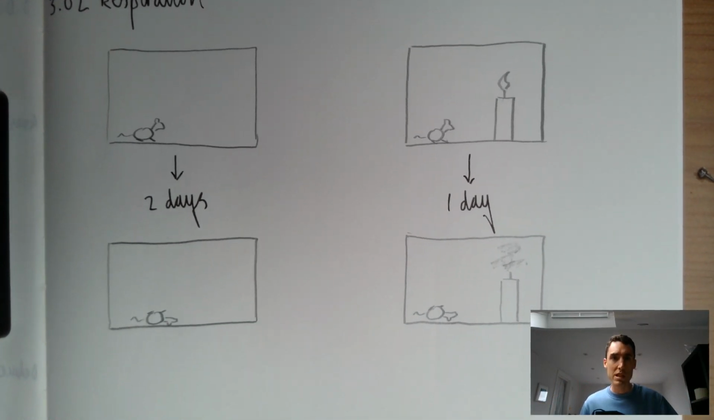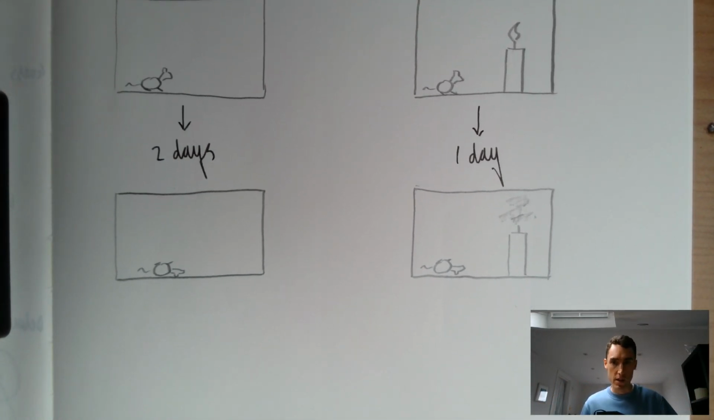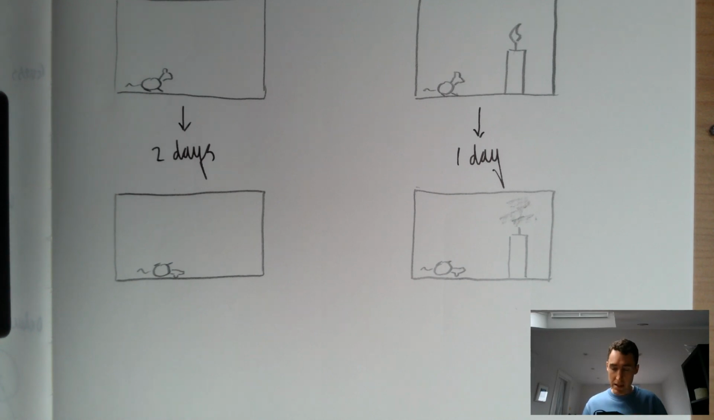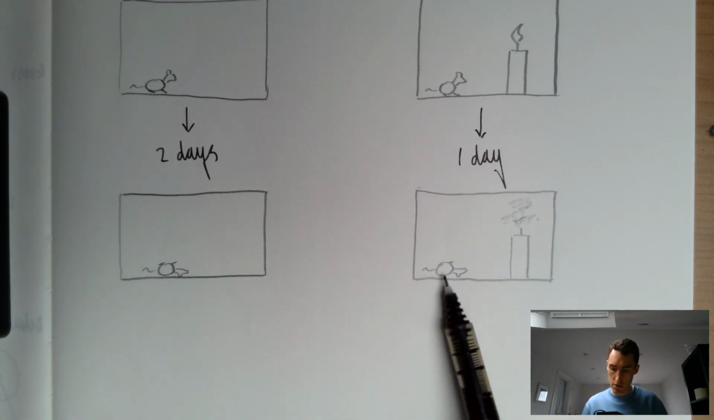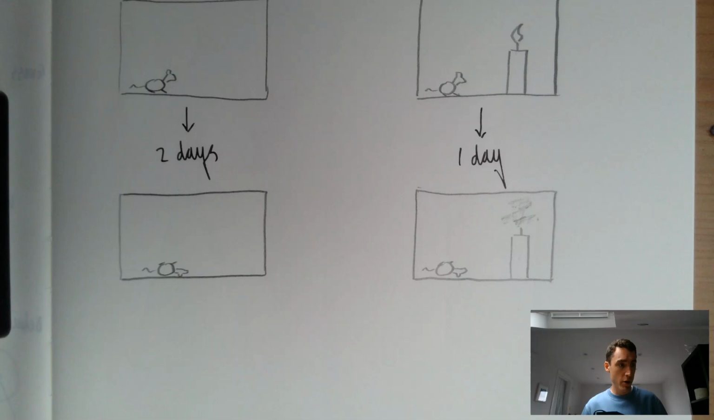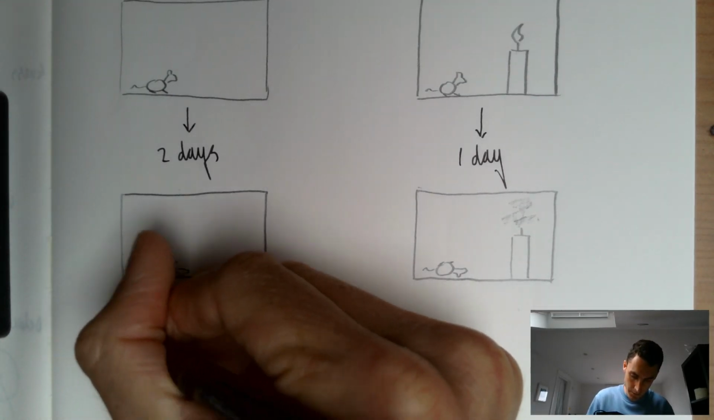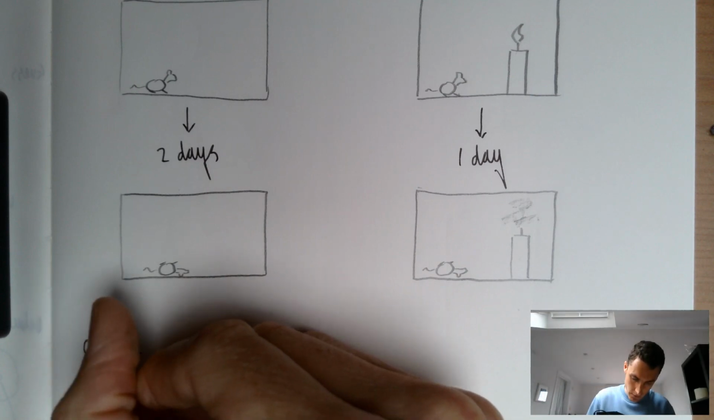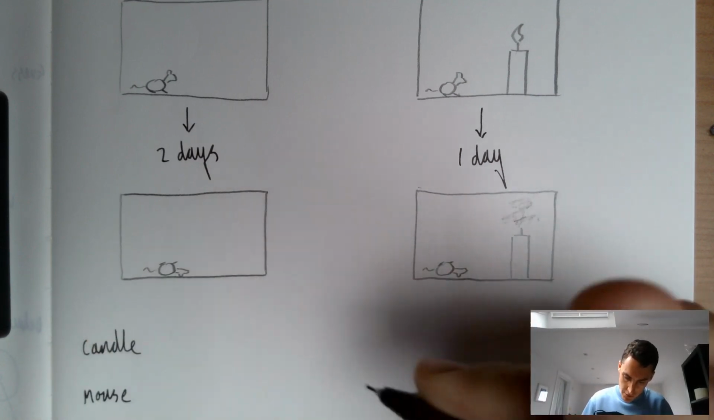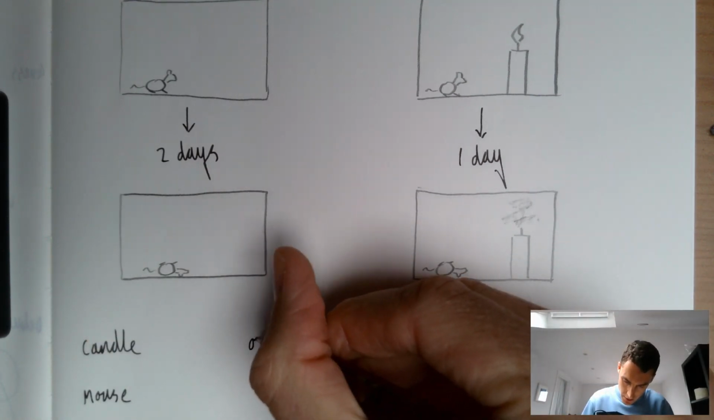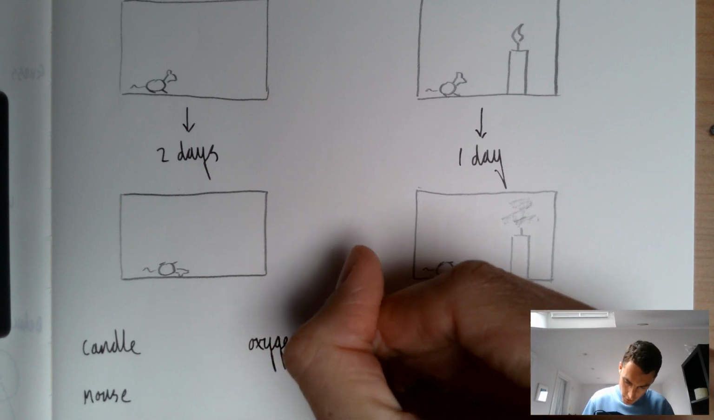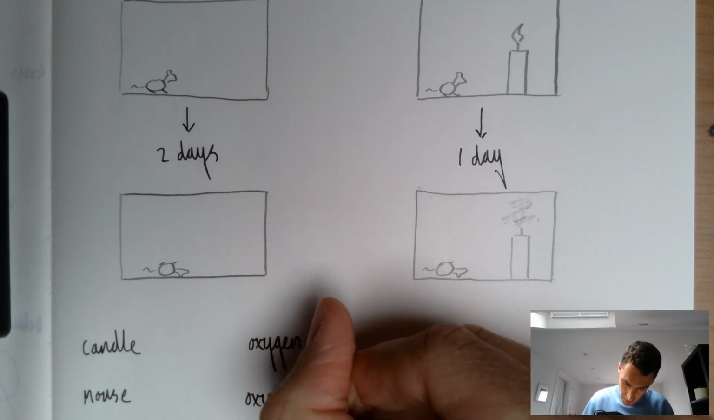So what we can do is present the findings of these experiments by comparing what's going on with the candle to what's going on with the mouse. So we know that both of these things require oxygen. Let's put candle and mouse. Both of these things require oxygen. So I'll write oxygen here as one of our reactants in both cases.